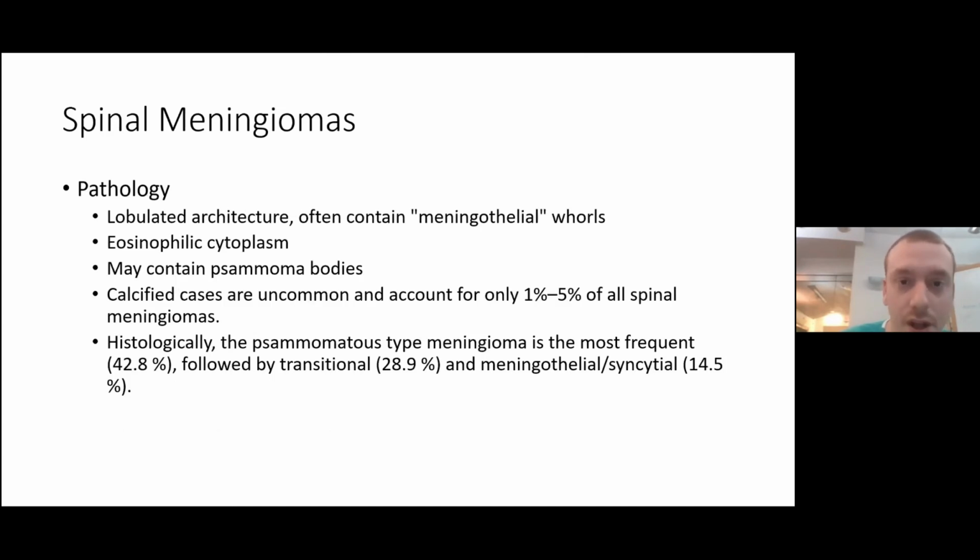As we talked about in the pathology, they often contain meningothelial whorls. They have an eosinophilic cytoplasm, sorry. They contain some psammoma bodies, and they can be calcified, although they only account for 1 to 5% of all spinal meningiomas. And the most common type is the psammomatous type, as in this case.